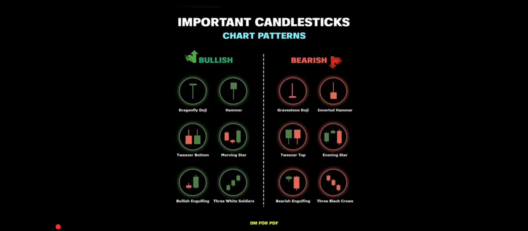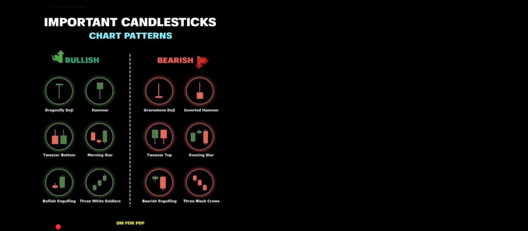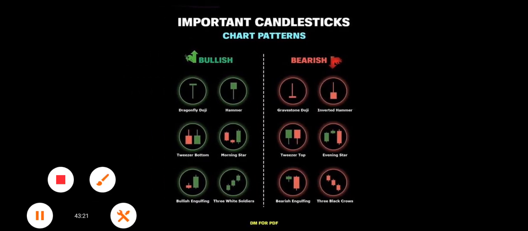Search for dragonfly doji, hammer, inverted hammer, gravestone doji, tweezer bottom, morning star, bullish engulfing, three white soldiers, bearish engulfing, three black crows, tweezer top, evening star. These candlesticks, please go and do research about them and always have them in mind, please.